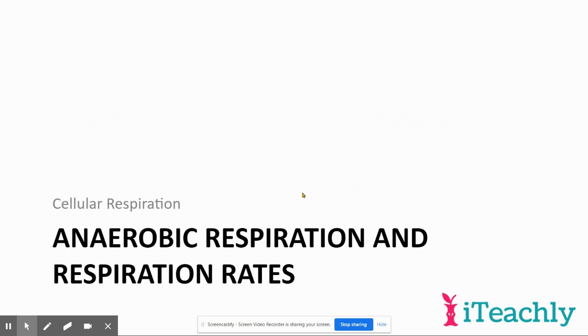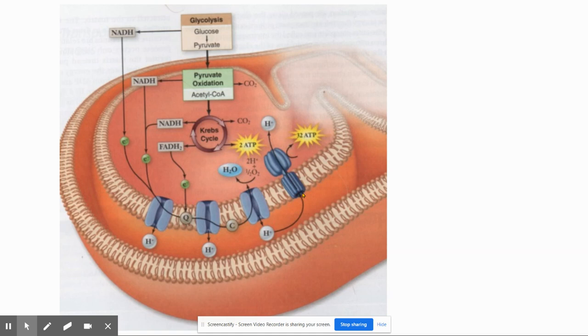Okay, so now we're going to talk about anaerobic respiration. Like I just showed you, this requires oxygen, right? So this electron transport chain requires oxygen. So if you don't have oxygen, you can't make these 32 ATP. All of this sort of shuts down. So what you're really stuck with is what's out here.